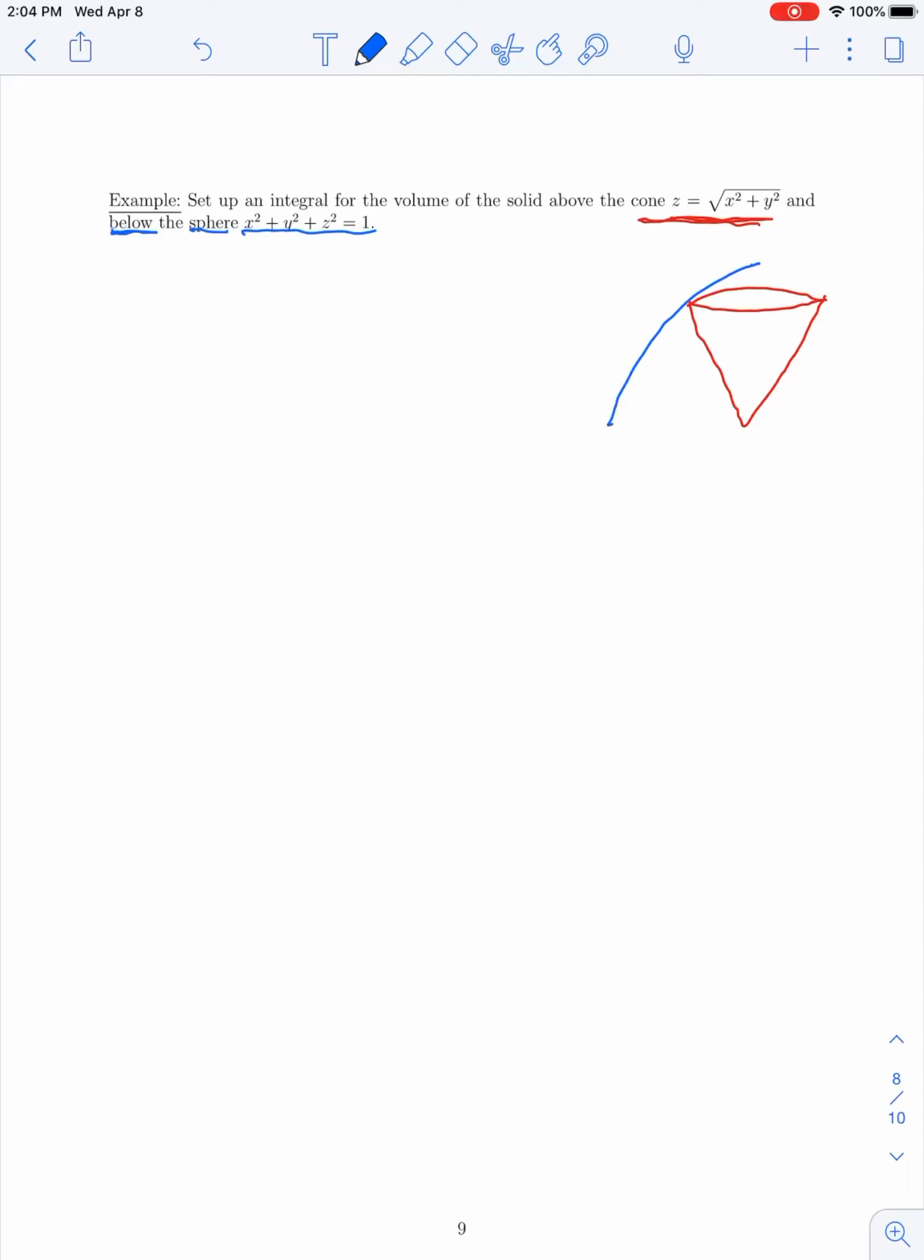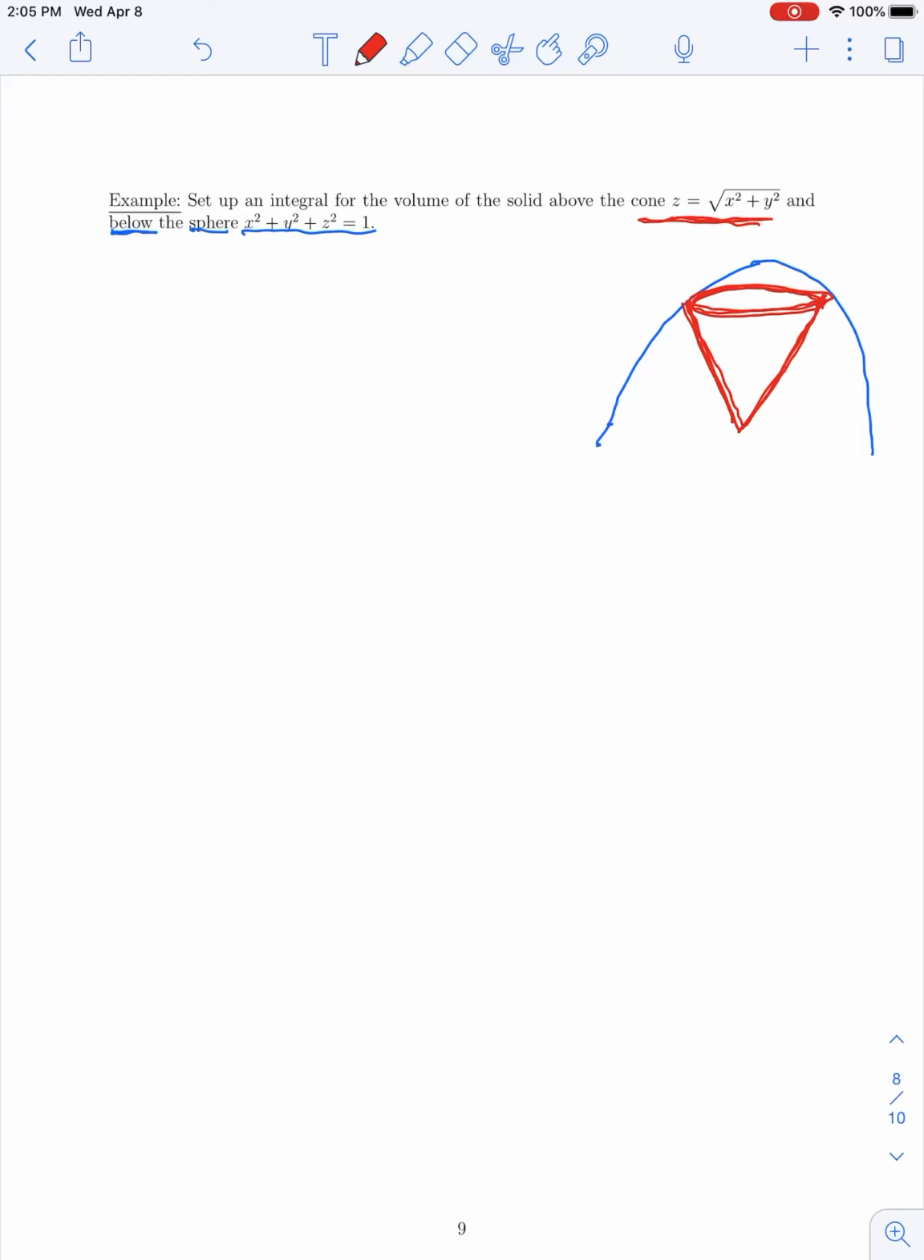So we have some upper half of our sphere that looks like this, and my cone is then intersecting this sphere, and it looks like a circle. So we want the volume of the solid that lies below that sphere, or below the upper hemisphere shown in blue, and above this cone.